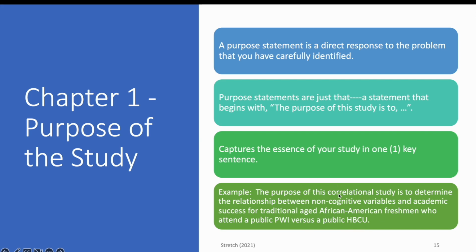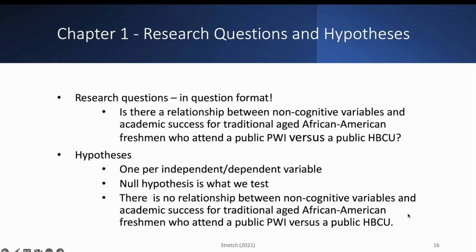You can see I have the design. I also have what I'm looking for, the relationship. I have my independent variables, my dependent variable, and then my delimiters, which we'll talk about all of those items here in a second. Now, the research question really should be a direct reflection of that purpose statement. So in this case, is there a relationship between non-cognitive variables and academic success for traditional age African American freshmen who attend a public PWI versus a public HBCU?